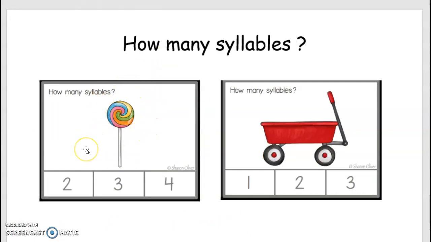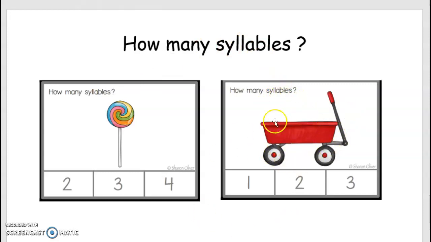How many syllables are in the word lollipop? You say it. Lollipop. Let's clap it out. Lollipop. How many times did you clap? That's right, you clapped 3 times, so therefore there are 3 syllables in the word lollipop.